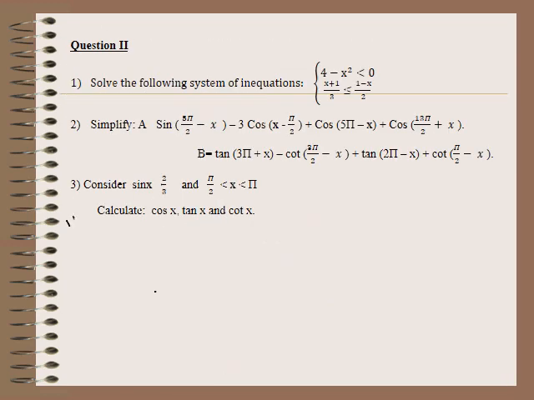Question 2. Solve the following system of inequalities: 4 minus x squared is negative, and x plus 1 over 3 is less than or equal to 1 minus x over 2. First inequality, second inequality. Let's begin with the first inequality. 4 minus x squared less than 0. So (2 minus x)(2 plus x) less than 0.